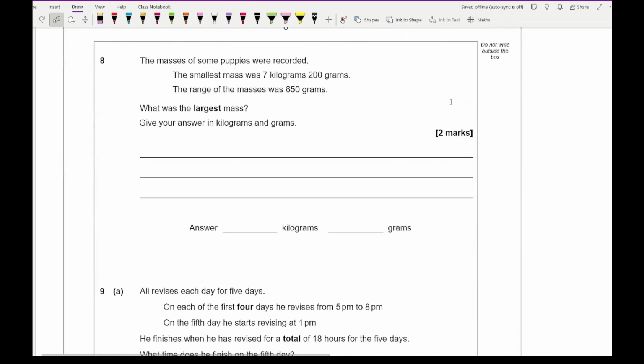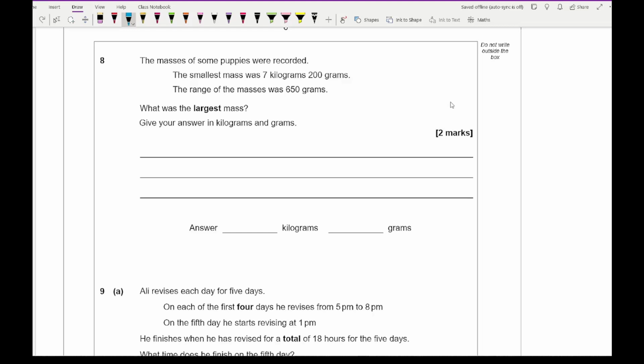Then moving on to question 8, it says that the mass of some puppies were recorded. The smallest mass was 7 kilograms and 200 grams, and the range of the masses was 650 grams. What is the largest mass? Give your answer in kilograms and grams.